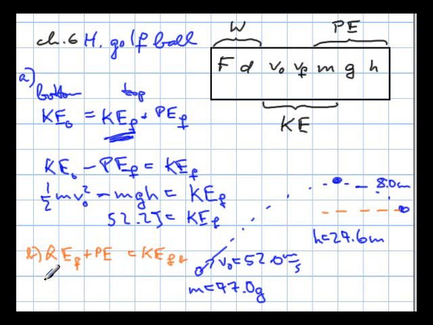Anyway, I'm going to plug in the numbers here, so I have 52.2 joules, and then the energy that it has here, which is mass times gravity times height, so 0.047 kilograms times 9.8 meters per second squared times a height of 8 meters, and I come up with 3.7 joules, and that equals 1/2 mass times velocity at point B squared.